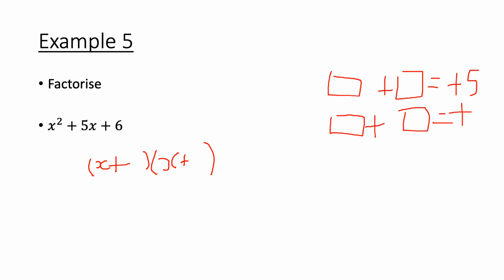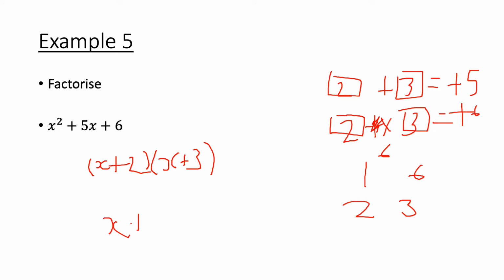Factors of 6 here are 1 and 6, and then 2 and 3. Again, 5 is made up by 3 add 2, so 2 add 3 is 5, and 2 times 3 is 6. Sorry, it should be a times there, not an add. So x plus 2 and x plus 3. Again, the order here doesn't matter, so I can put that as my answer as well.